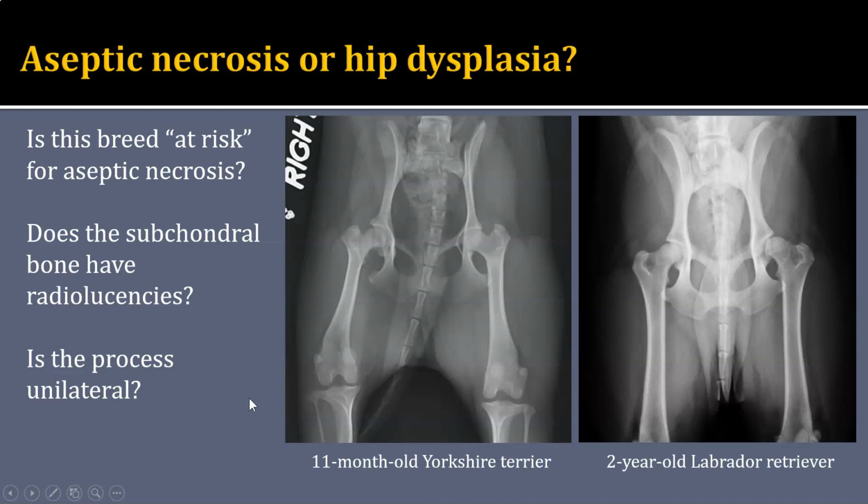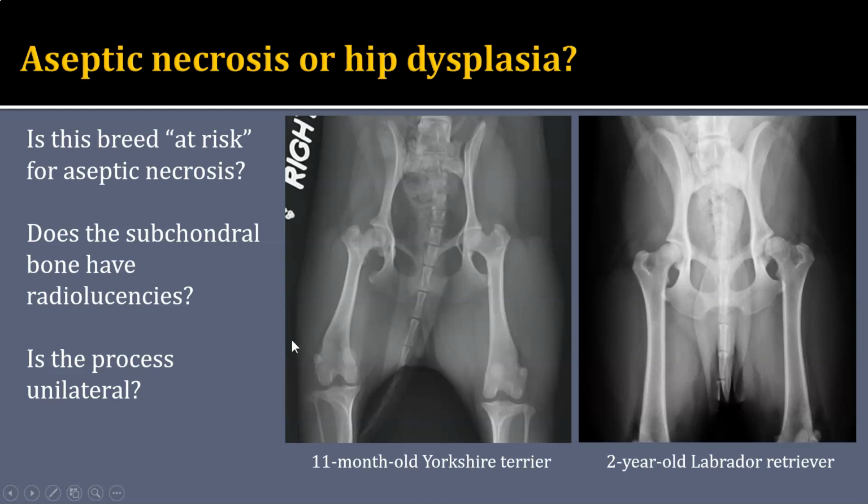So that's going to be the first thing I ask. Do I have the right kind of breed? And then the most important thing is that with the aseptic necrosis, we've learned that there will be subchondral radiolucencies because of the necrosis, and we will not see those in hip dysplasia unless the hip dysplasia and arthritis is so advanced that we start to get those kind of secondary DJD changes.